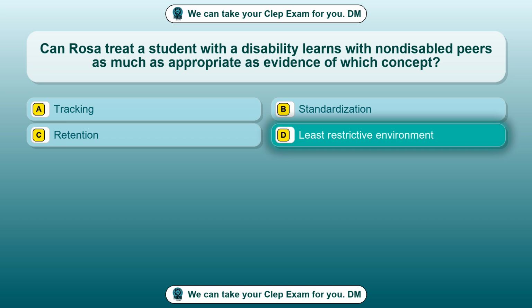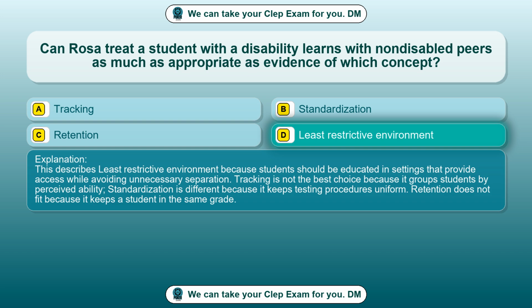Least restrictive environment. This describes least restrictive environment because students should be educated in settings that provide access while avoiding unnecessary separation. Tracking is not the best choice because it groups students by perceived ability. Standardization is different because it keeps testing procedures uniform. Retention does not fit because it keeps a student in the same grade.